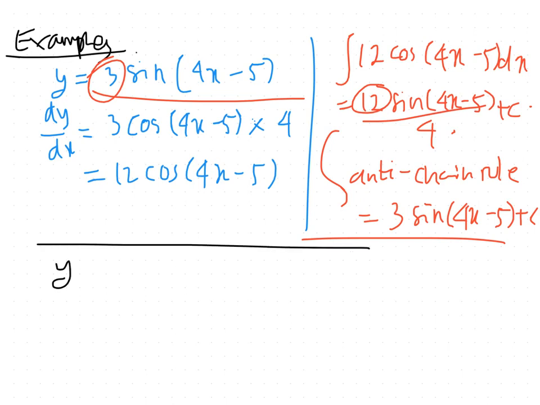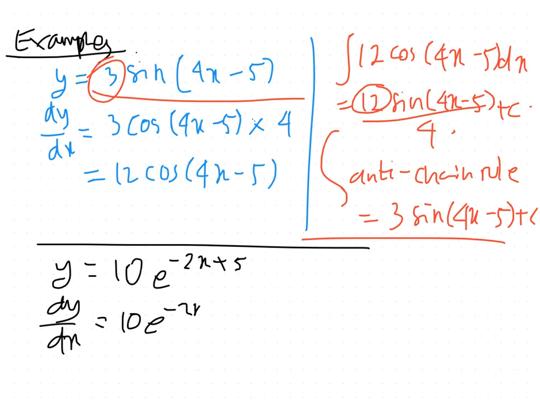For example, now we go with e. Let's say we have 10e to the power of negative 2x plus 5. My writing is awful. Okay, so the dy/dx here will be, keep the 10, and then e just goes with e again, so e to the power of negative 2x plus 5. But then the chain rule, so you multiply with negative 2, because there's the negative 2x plus 5. So we have negative 20 e to the power of negative 2x plus 5.